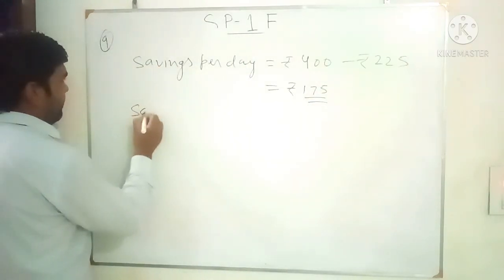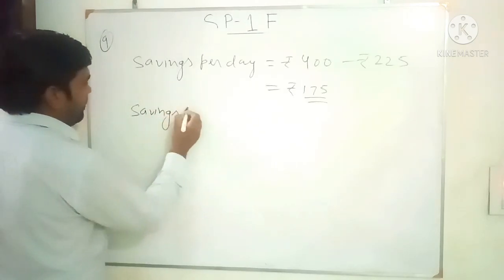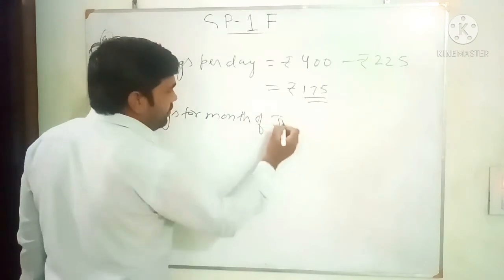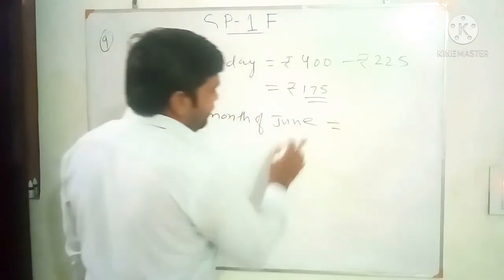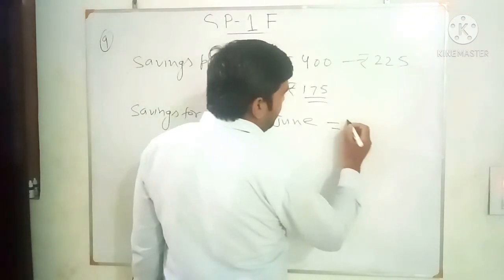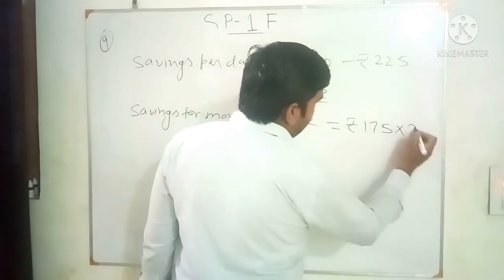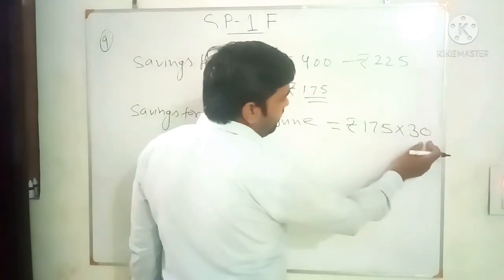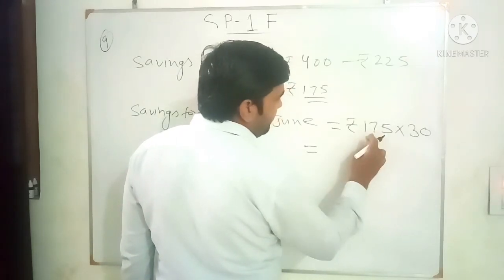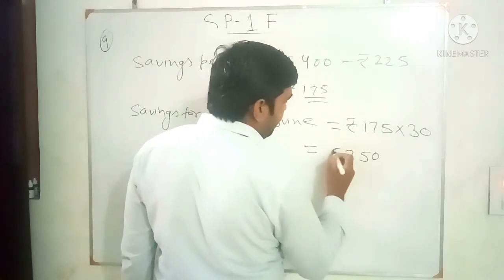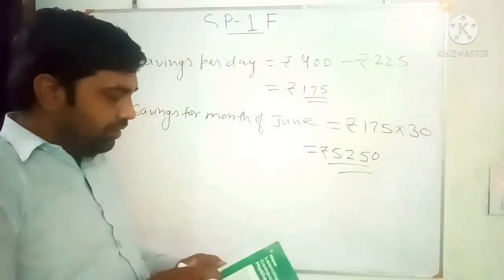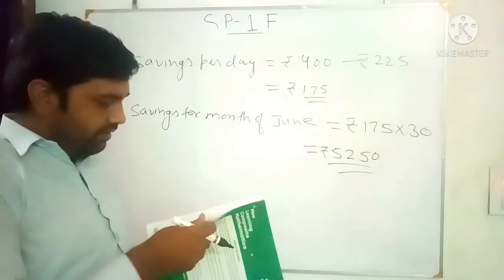Now savings for the month of June. June month has 30 days. So multiply 30 into the saving per day. So that is rupees 175 multiply 30. That is the 1 day saving, and if you multiply, you get the saving of 30 days. So 3 5s are 15, 5 carry 1, 3 7s are 21, 22, 2 carry 2, 3 1s are 3, 3 2 are 5. So rupees 5250 is the saving of that person. How much? 5250.